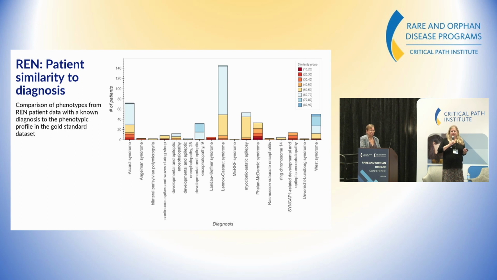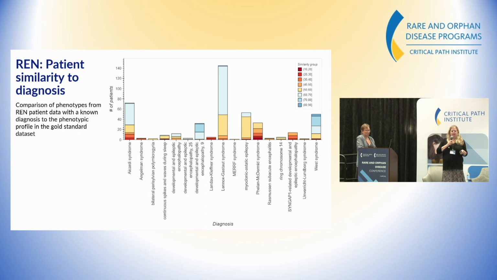We're also able to view this data using a heat map as well, using this method called PhenoGrid. So here we have an example where on the x-axis on the top, this corresponds to each individual patient, and this is for one particular disease, tuberous sclerosis complex.